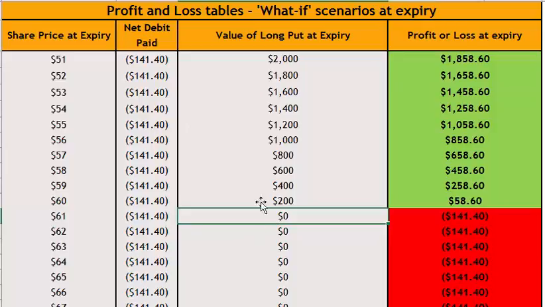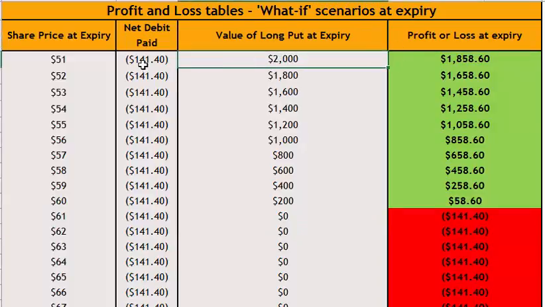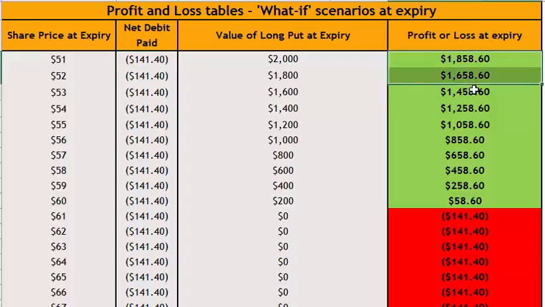Now, all of this is calculated for you. You're not going to have to do this, but it's nice for you to know where the calculations come from. And then we get into our final column here. That's simply our profit and loss at expiry. That's just the value of the put and the cost of what we've paid out to actually buy the puts. So you can see here that we're making profits here. As the share price continues to drop, our profits continue to rise.